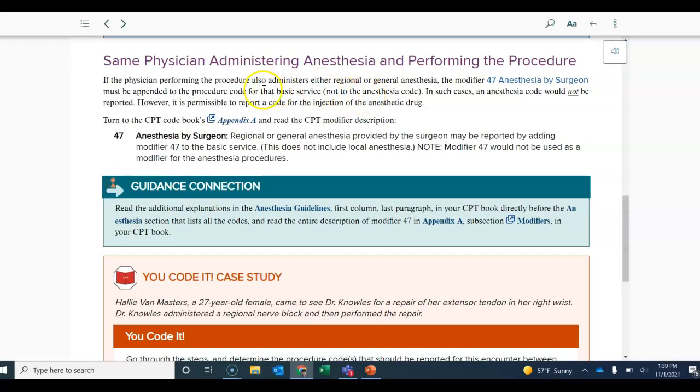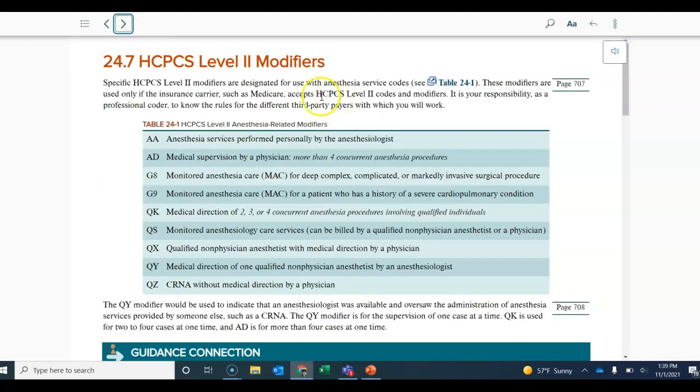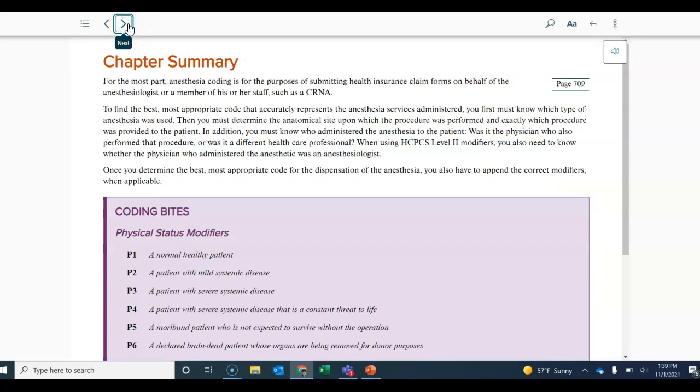So here's some examples of the same doctor administering anesthesia and doing the procedure. Here's those modifiers I just showed you about nurse anesthetist, etc. In your cases, you're probably going to see these because it's going to say the CPT anesthesia code, the physical status modifier, and then this based on who did it. So that's anesthesia codes for you. And then next time we're going to start the surgical codes.